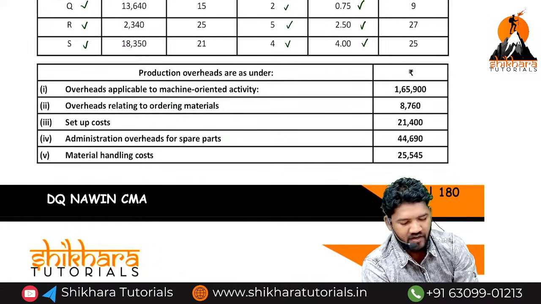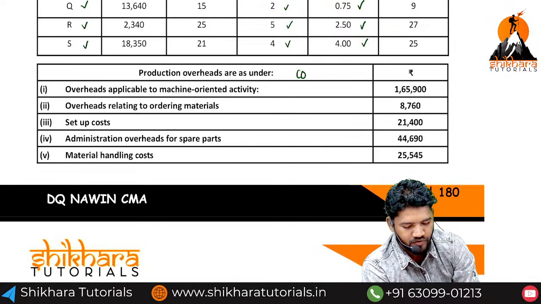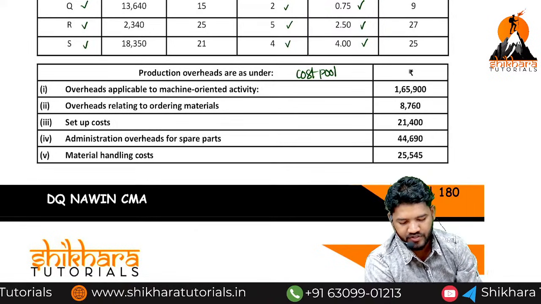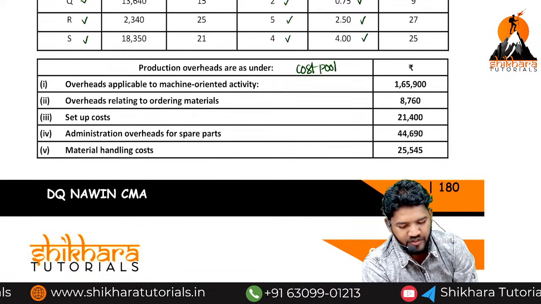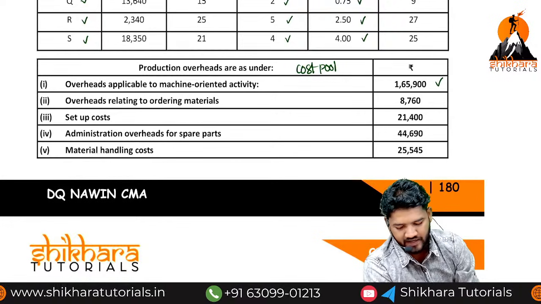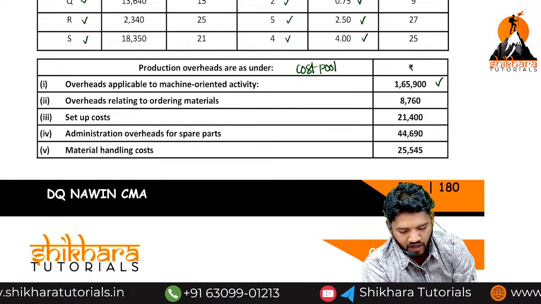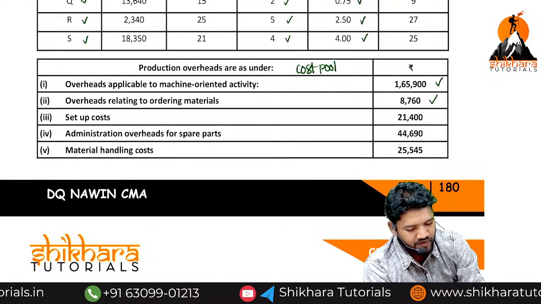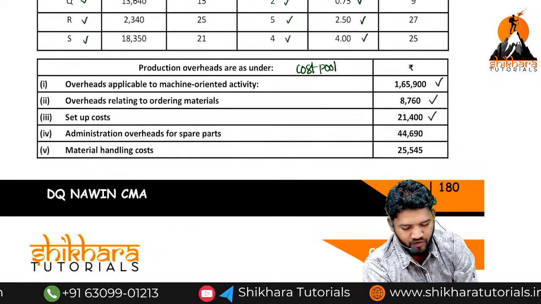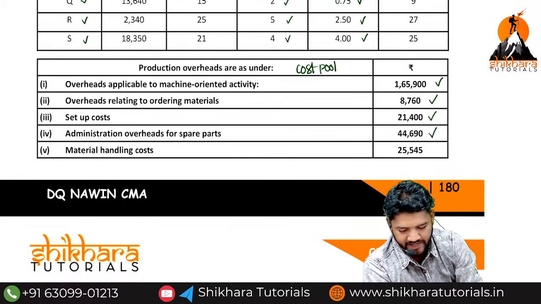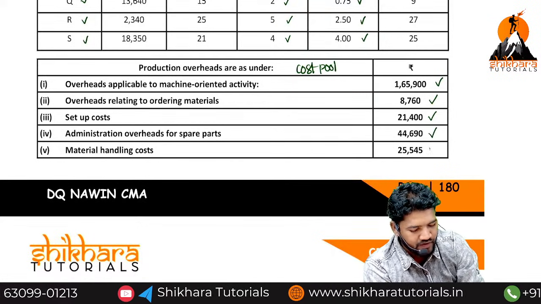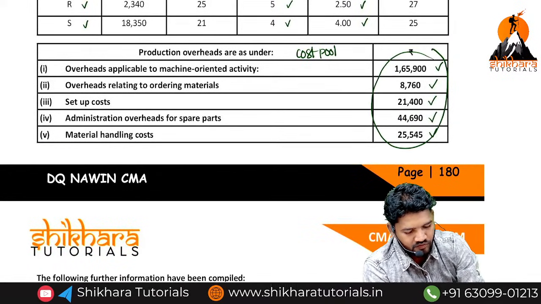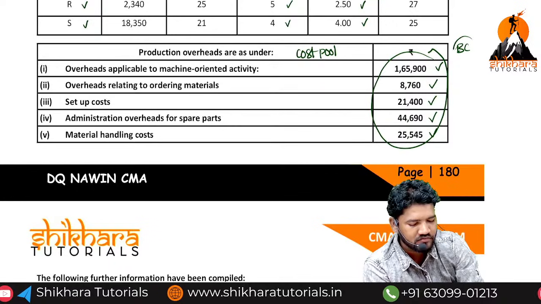Production overheads are as under. So production overhead is not a single overhead, it is a cost pool. Are you agreed? It's a pool of cost. What is the pool of cost here? Overhead application to machine oriented activity 1,65,900. Overhead related to ordering materials 8,760. Setup cost 21,400. Administration overhead for spare parts 44,690. Material handling cost 25,545. Can I name it budgeted cost?